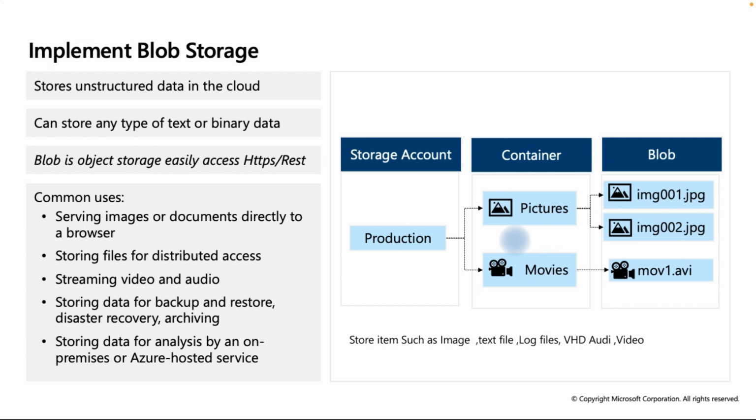So what is blob storage? My previous video already covered all the storage services from Microsoft Azure. Blob storage is one of the services from Microsoft Azure. Blob storage means storing unstructured data in the cloud, and it can store any type of text or binary data, such as images, text files, log files, VHDs, audio and video files. Blob is object storage and is easily accessed through HTTP, HTTPS, or the REST API.